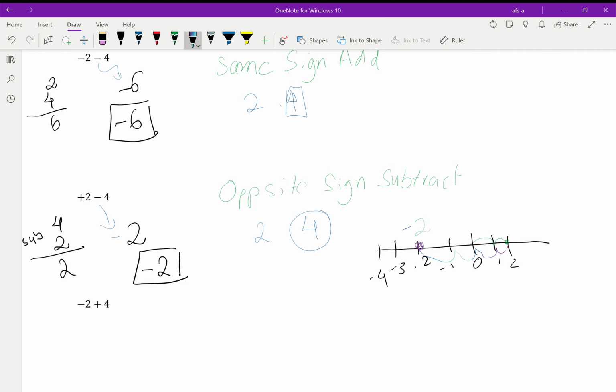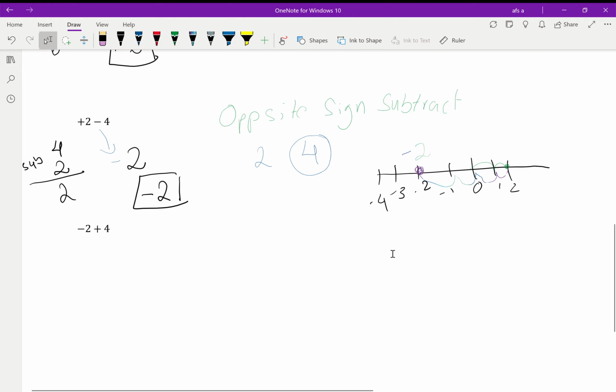So for the simple problems, you can always check your thinking with the number line, and it does help to see what's happening. Now, let's look at the last example. We have a -2 plus a 4.